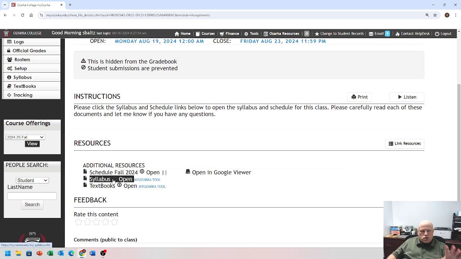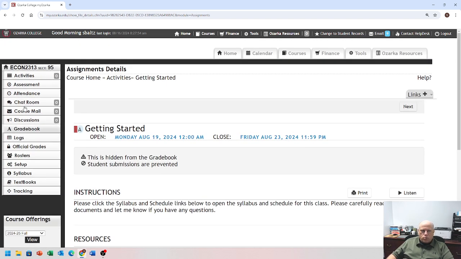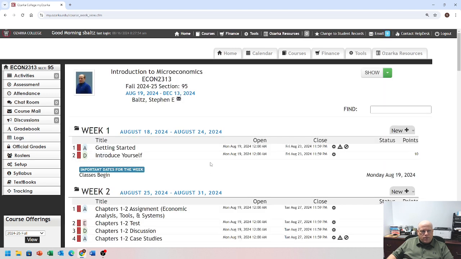And also, in addition to the schedule there, I provided a link to the syllabus, which I just showed you, and then the textbook link. Both of those last two links, the syllabus and textbooks, are also available over here in the navigation area, where you see all the links over on the left-hand side. All right, so let's go back to activities.